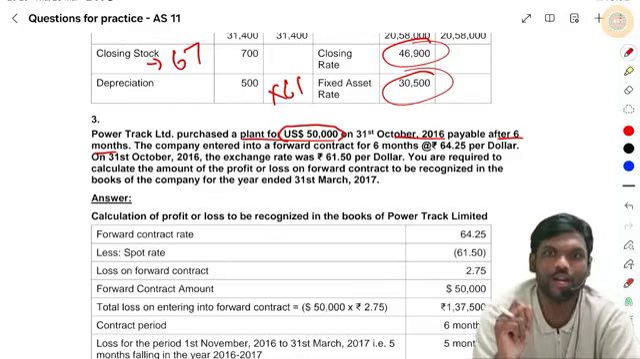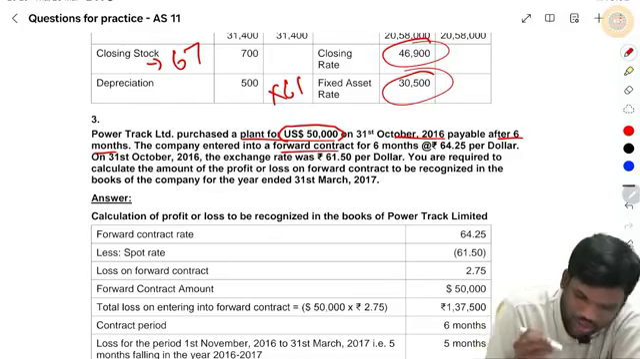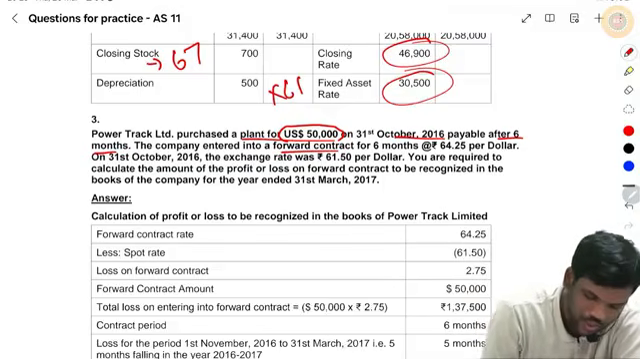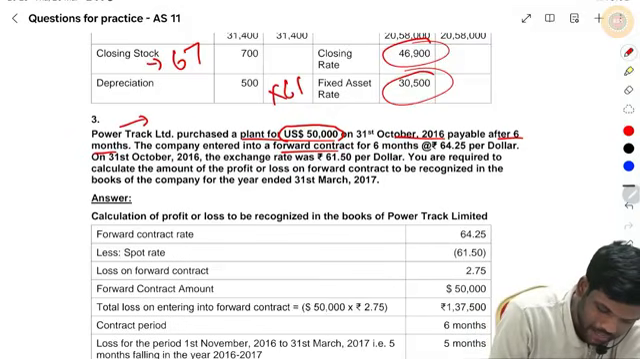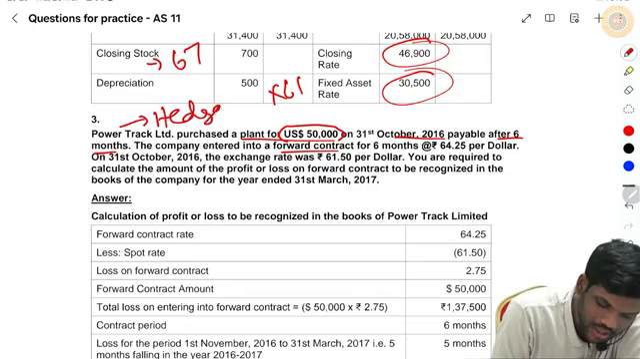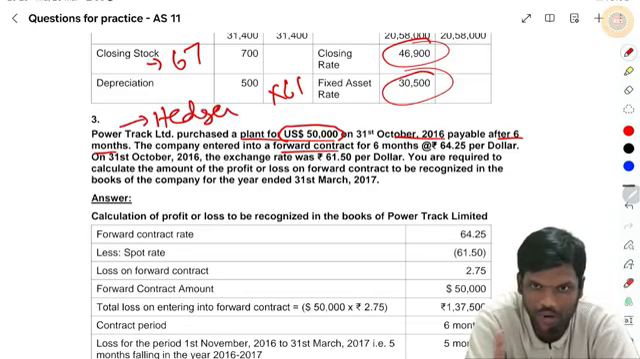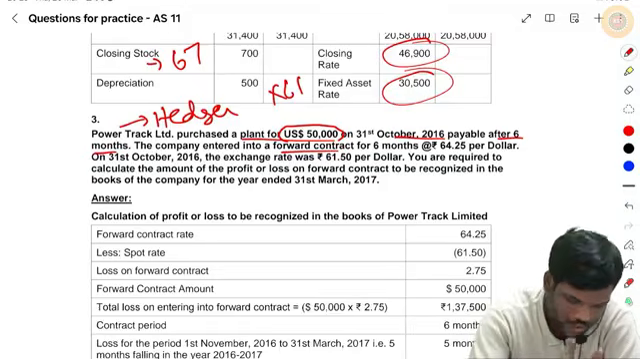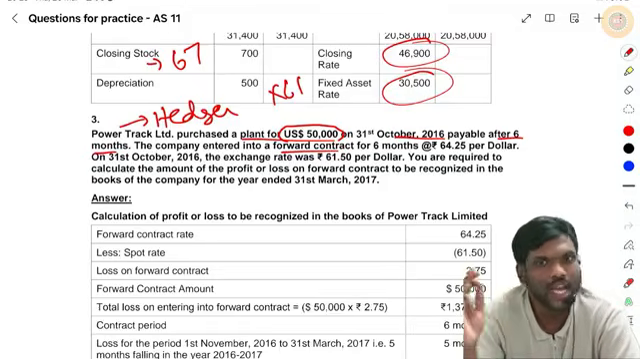So you are entering into a contract called a forward contract for protecting yourself against foreign currency risk. So this Power Track Company Limited is a hedger. They are not for trading or speculation. They have a genuine risk which they want to protect themselves from. So this Power Track Limited is a hedger.